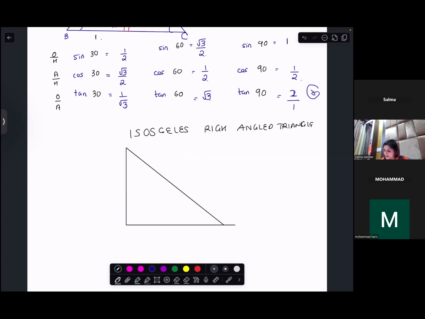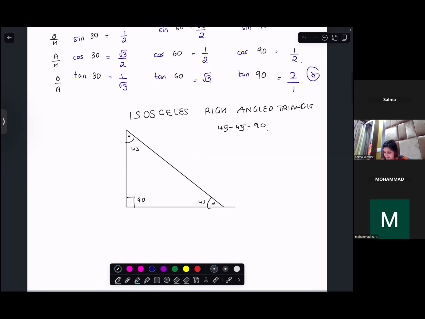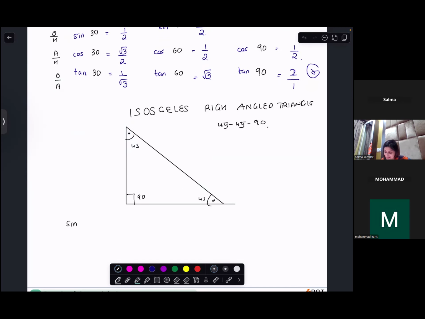Okay, if this is 90, the base angles of an isosceles triangle are the same. So there'd be 45 and 45. So an isosceles right angle triangle also represents a 45, 45, 90 triangle. Keep this in mind and find for me sine 45, cos 45, and tan 45.